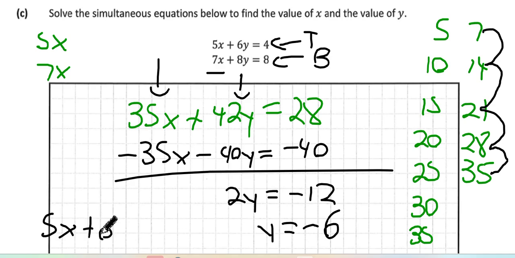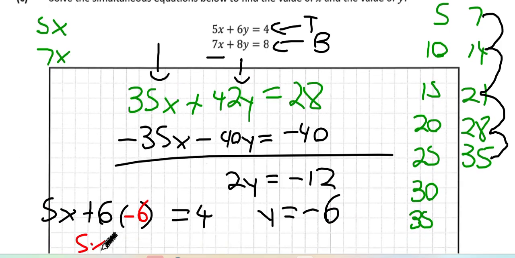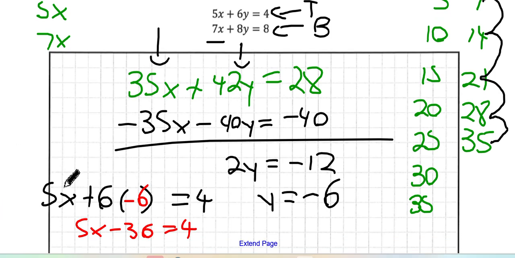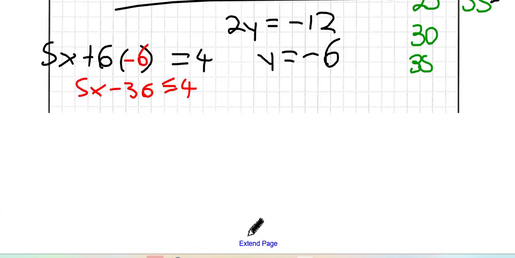5x plus 6 times whatever y is equals 4. What are you going to do with the y? Minus 6, multiply it out. What happens to the minus 36? Goes over to the other side. What do we get? So plus 40. Yeah, 4 plus 36 is 40.